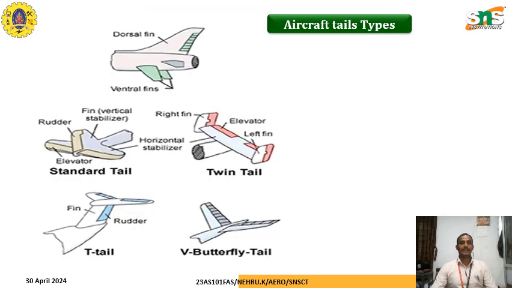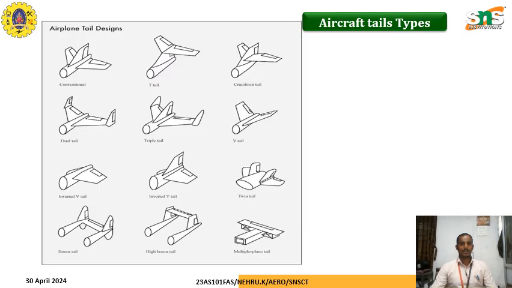So for aircraft tail types, here we have different types of tails. That's the empennage type. The dorsal fin we have at the rudder. Ventral fins we have on the horizontal controls. Standard tail, twin tail, T-tail, and butterfly type tails are there in the airplane or aircraft tail types.